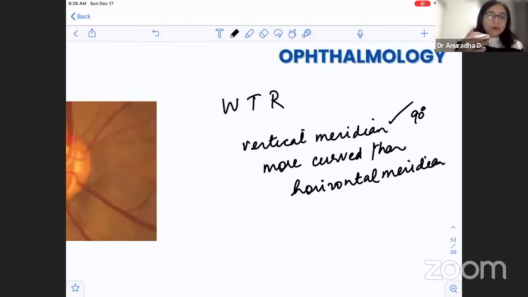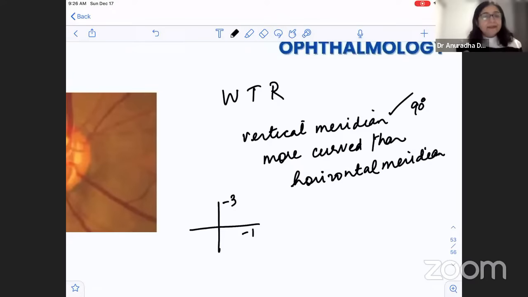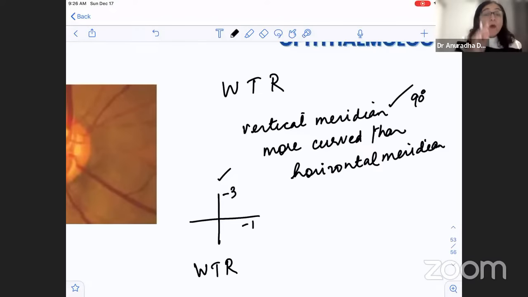And against the rule means that the horizontal meridian is more than the vertical in retinoscopy. For example, this is one astigmatism. Here you can see the vertical meridian is more curved, so this is with the rule, when there is more minus at 90 degree.